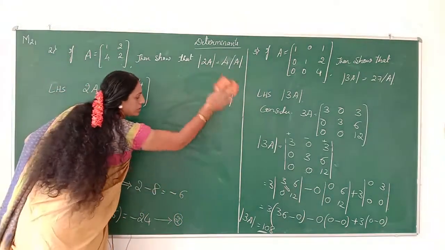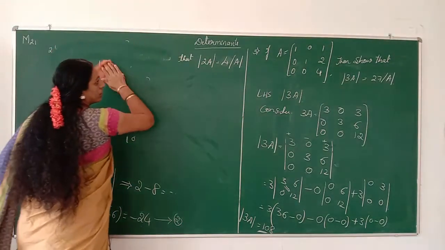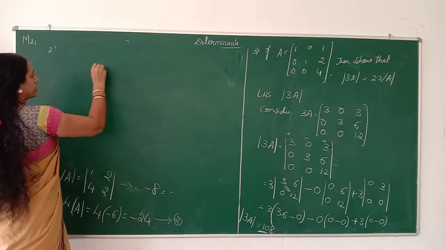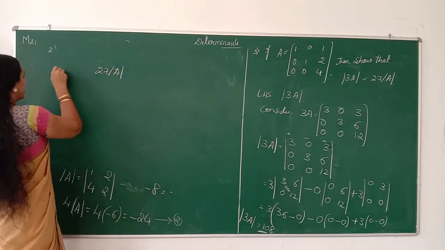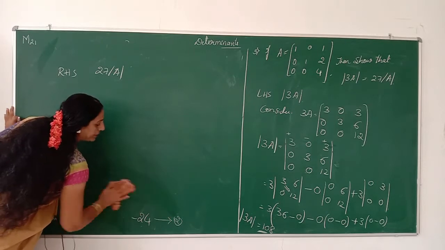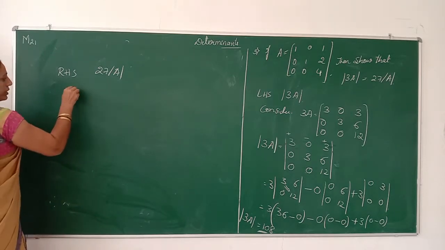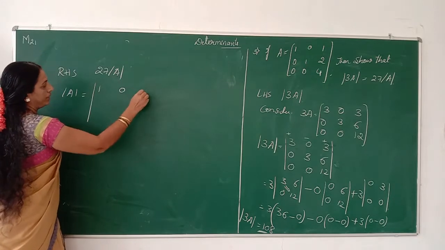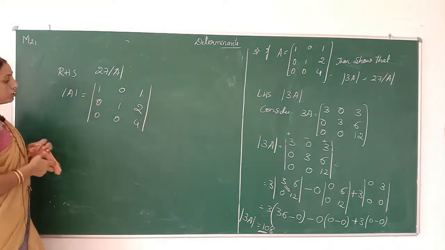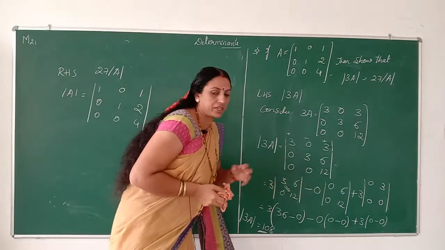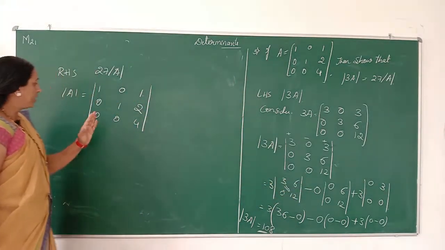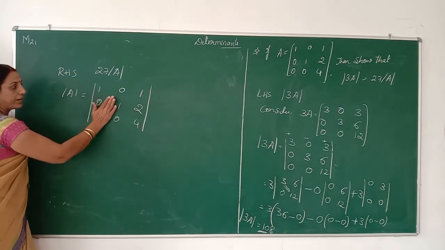So in the RHS, consider 27 into the determinant of A. That is the RHS. First we will find the determinant of A. The determinant of A is 1, 0, 1, 0, 1, 2, 0, 0, 4. In this problem, how do we avoid the second order determinants? In all the problems, if it is possible to avoid these steps, we directly come to the third step. So we will continue in these problems, avoiding the second step.